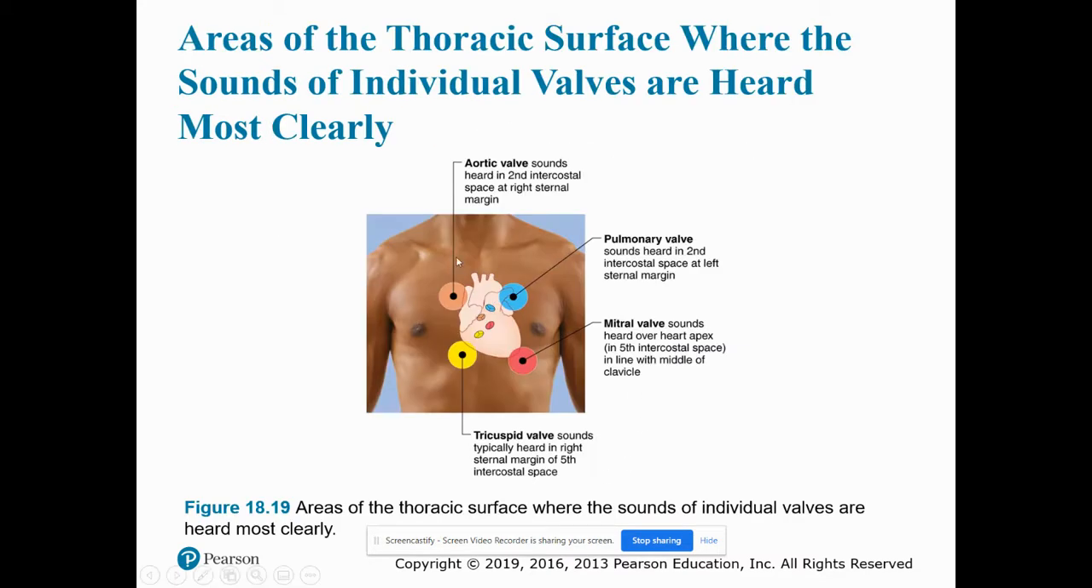So this just means that when you place the stethoscope here, you can hear the aortic valve, here the pulmonary valve, here the mitral valve, and here the tricuspid valve. I'm not going to ask you where you need to place your stethoscope to hear each one of these valves. I do want you to know that placing it in different places is going to allow you to hear different valves though.